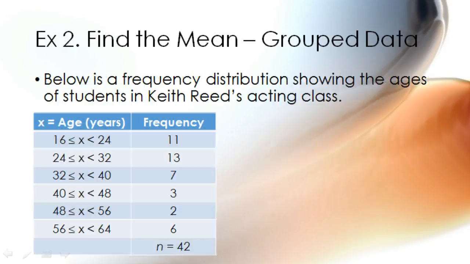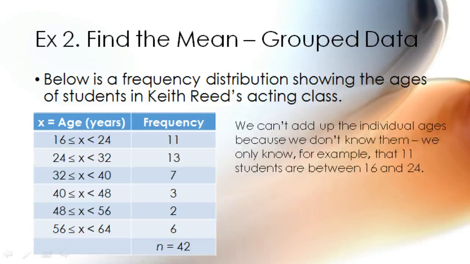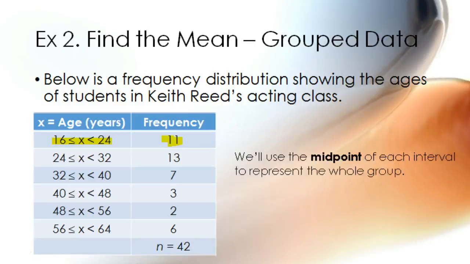Here's another example. This time, the data is shown in a frequency distribution, showing the ages of 42 students in an acting class. We can't add up the individual ages of students because we don't know what they are. We just know that there are 11 students somewhere between 16 and 24. So how do we find the mean if we can't add up all the numbers? We'll use the midpoint of each interval to represent the whole group.